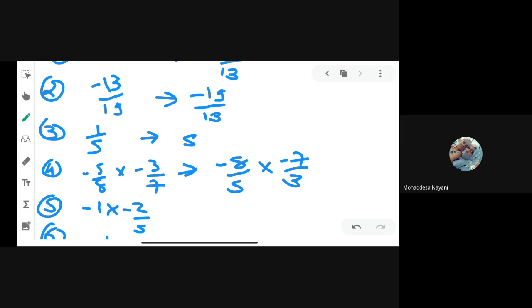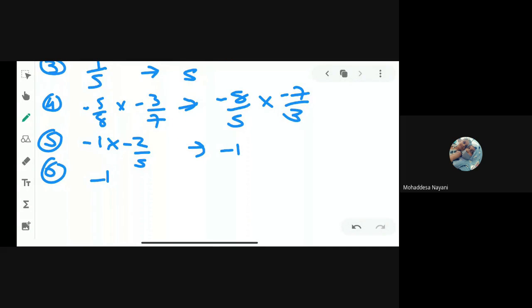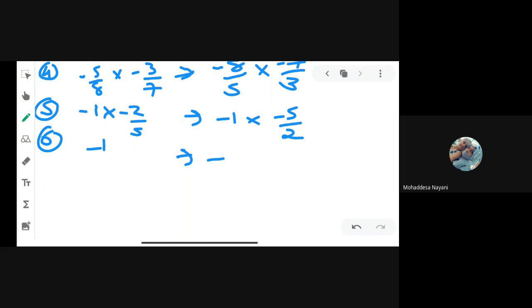Okay, now you can see here minus 8 by 5 and minus 7 by 3. Are you getting it? Then minus 1, the multiplicative inverse of minus 1 is also minus 1. So it is as it is, minus 1. And minus 2 by 5 means minus 5 by 2. Right? And the multiplicative inverse of 1 or minus 1 is minus 1.